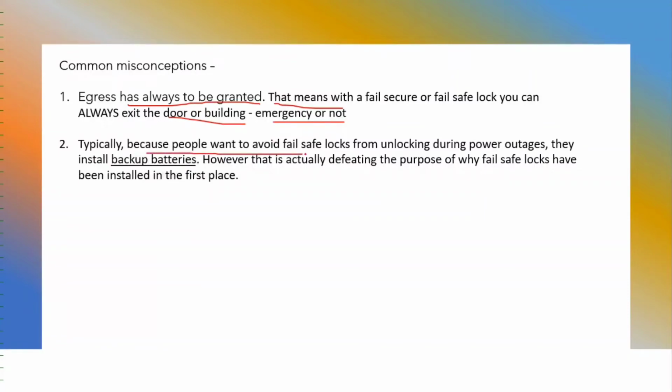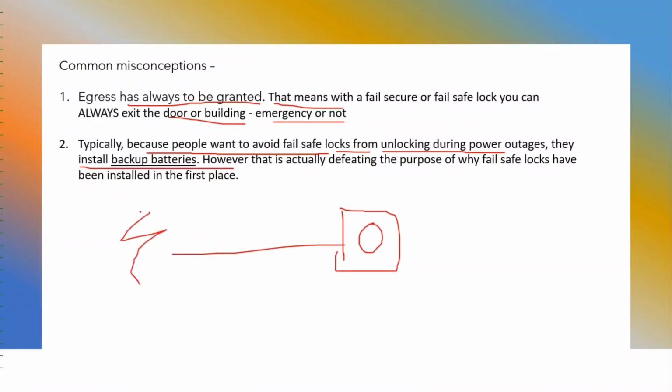And because people want to avoid fail safe locks from unlocking during power outages, they install backup batteries. So suppose you are using a fail safe lock, and we know that a fail safe lock will unlock if power is interrupted. So what people usually do is install a backup battery so that it doesn't unlock when power is interrupted. So actually it is like converting a fail safe to a fail secure model, and it is defeating the purpose of why fail safe locks were installed in the first place. So we have to take care of this.